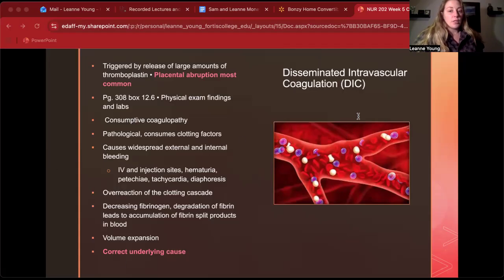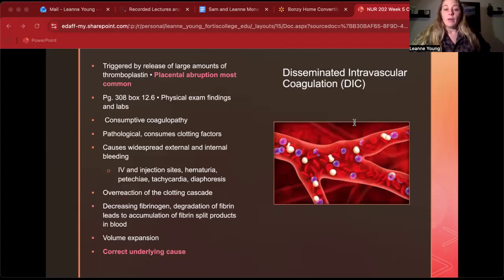What is our management of DIC? We need to correct the underlying cause. We need to stop whatever that initial reaction was. So we can give volume expanders, rapid replacement of blood products, and clotting factors. We need to make sure this mom is being very well oxygenated because she's constantly in this cycle of bleed, hemorrhage, clot, hemorrhage, clot, hemorrhage, clot. So we need to make sure that she's getting adequate oxygen to supply the red blood cells that are going through all these changes. We need to make sure that mom has a normal body temperature and reassess labs continuously.